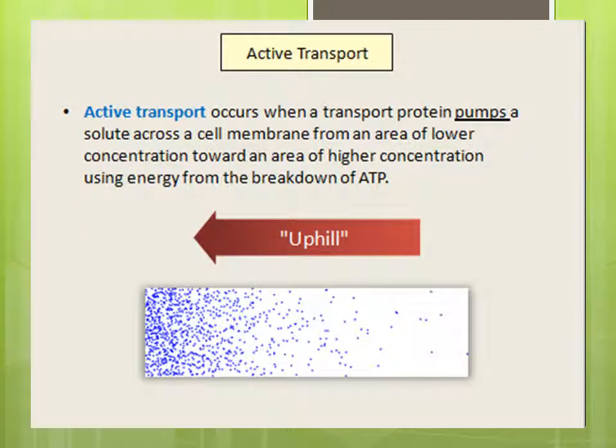Active transport occurs when a protein pumps a solute across a cell membrane from an area of lower concentration to an area of higher concentration using energy from the breakdown of ATP. Remember, active transport has to have energy. Passive transport did not.